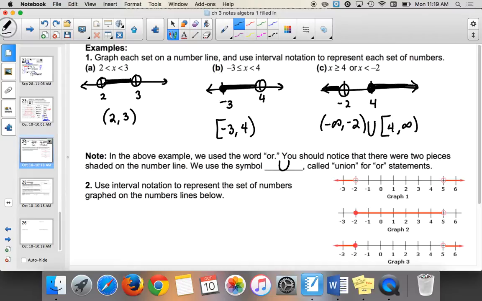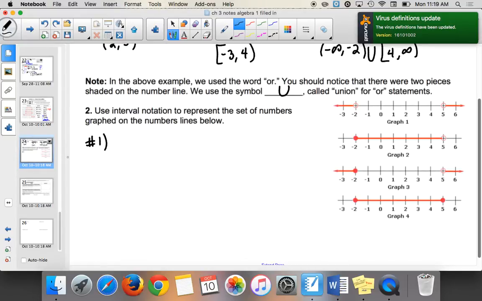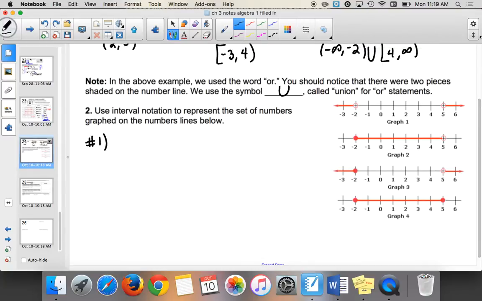All right, so what if we have the graph? So all of these have the graphs. Number 1, its interval notation has 2 pieces. It's going to be the kind that has a U between it. So think about how you would write it. Do you guys want to try first? Go ahead and try to write it. The left-hand side would be negative infinity to -2, parenthesis. The right-hand side is 5 to infinity, parenthesis. And we put a U between it.